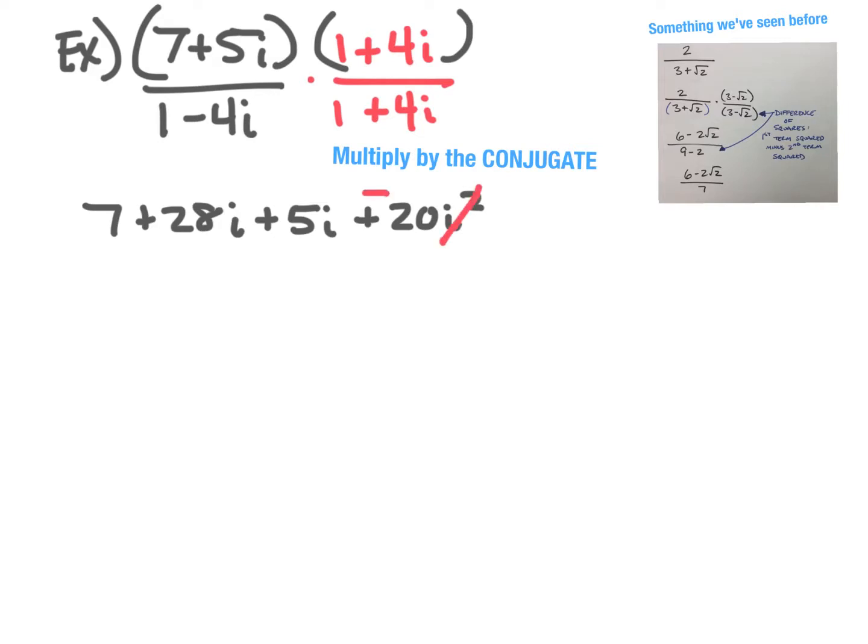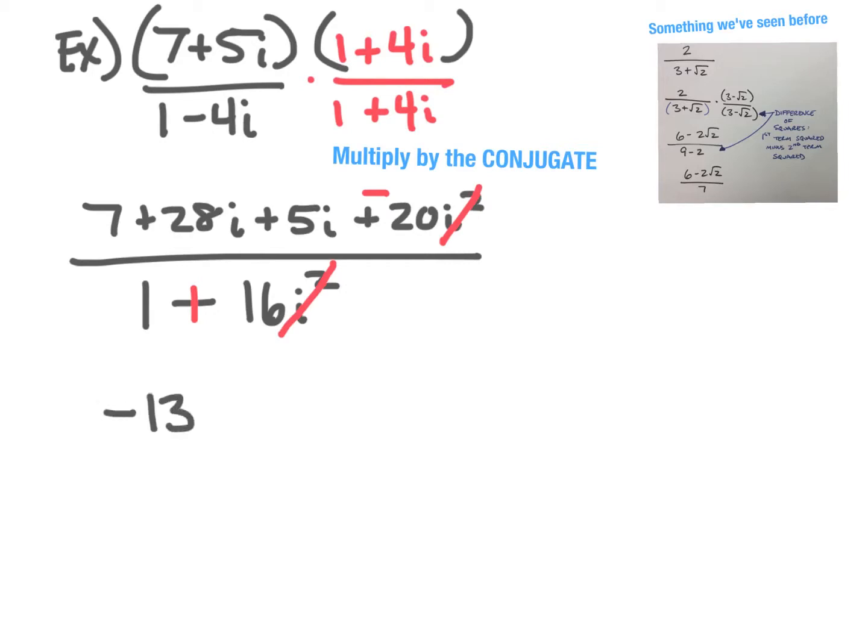So that's actually just a minus 20. In the denominator, the first term squared minus the second term squared. 1 squared is 1, minus the second term squared. 4i times 4i is 16i squared. And now notice i squared is negative 1, so that changes the sign here, and no longer do I have an i in the denominator. So in the numerator, let's combine like terms. 7 minus 20 is negative 13. 28i plus 5i is 33i. All divided by 1 plus 16, which is 17.